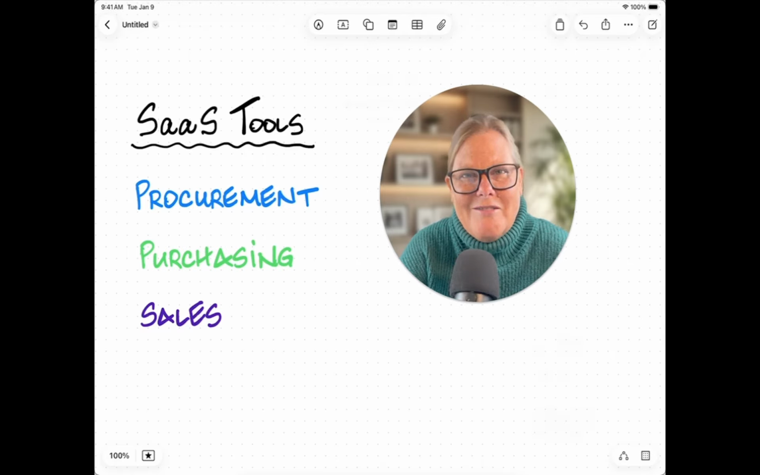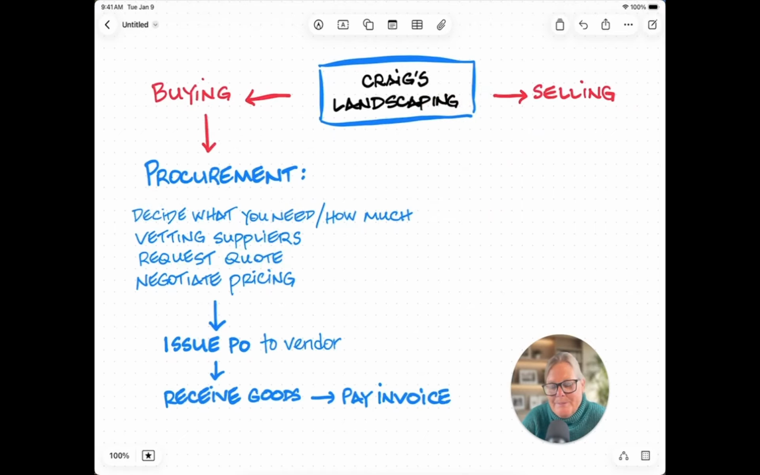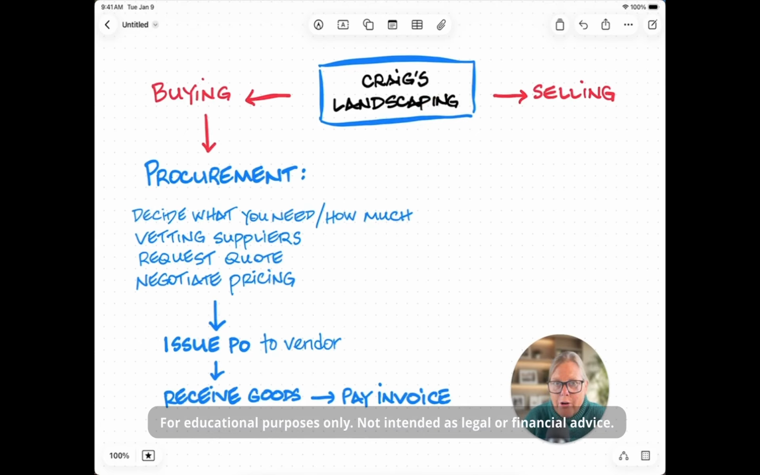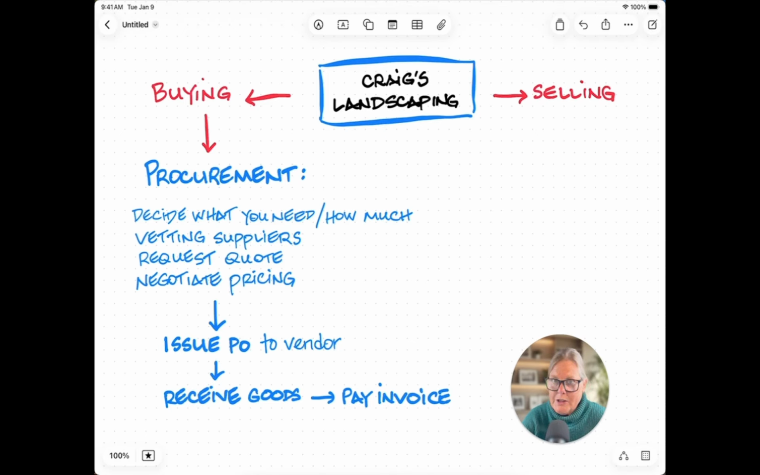So let's get started. Let's look at my example. Here I have Craig's Landscaping. Now, Craig is a service-based business, which we'll get to in a minute. But most businesses are composed of two sides, right? They have a buying side and a selling side. And on the buying side is where procurement lives. Basically, procurement is you decide what you need and how much you need of it. You have to vet your suppliers and vendors. You make sure that they produce a quality product for a good price. And you request a quote and then you negotiate that price.